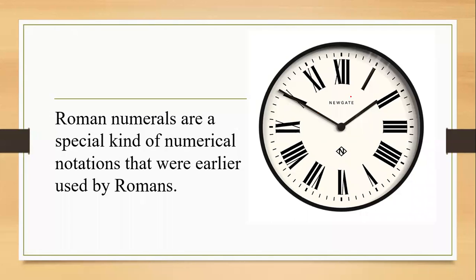Children, look at the clock on the screen. As you can see, there are different numbers on the clock instead of 1, 2, 3, 4 up to 12. These are called Roman numbers. The numbers are written in Roman numbers. Roman numerals are a special kind of numerical notation that was earlier used by the Romans.